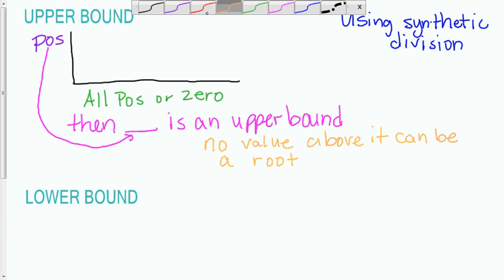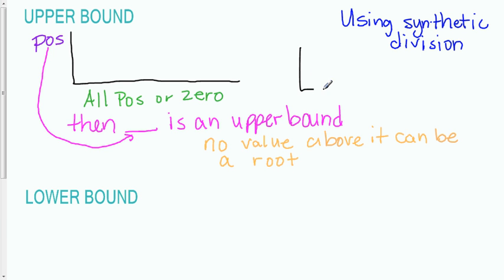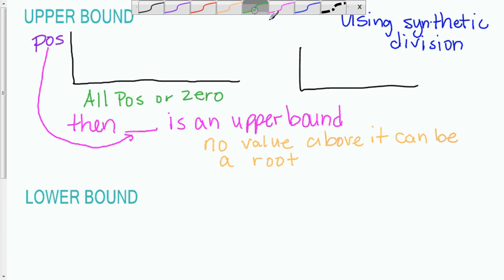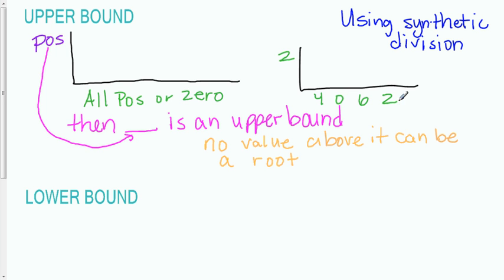So for example, let's say you do this and you try a number 2 out here, and you get a 4, a 0, a 6, a 2, and a 0. Well, first off, since this number is 0, you know this is a root. And now because these are all positive and 0, 2 is the largest positive number that could be a root.